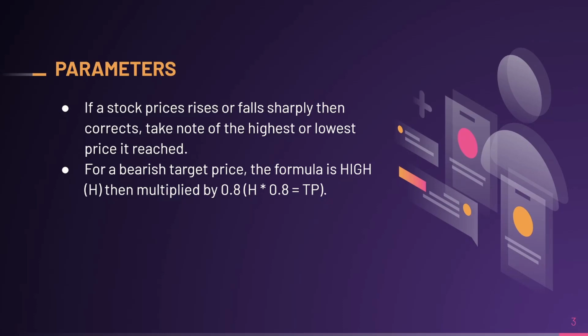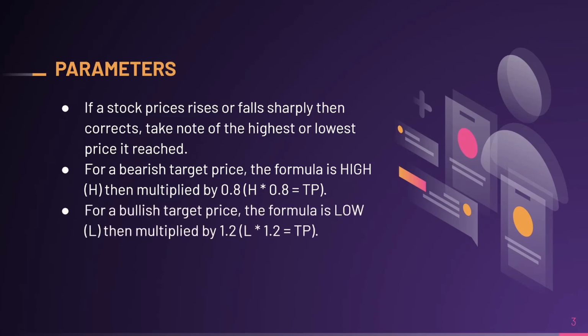So, kunwari, nagkaroon tayo ng strong move to the upside, very, very sharp. Then, nag-correct. Sabihin natin yung high was piso. Then, for the bearish target price, we are looking at 1 peso multiplied by 0.8. So, lumalabas is 80 cents. 80 cents, yun yung quote-unquote target natin. Okay? Then, the opposite is true.